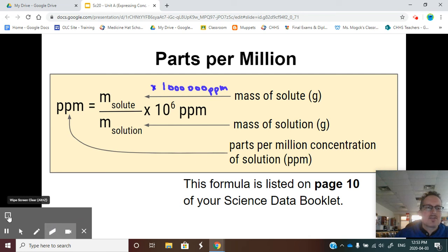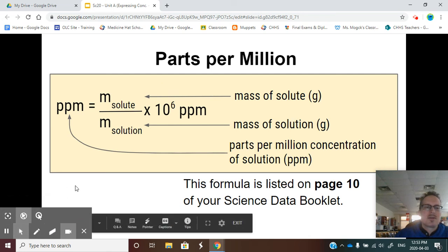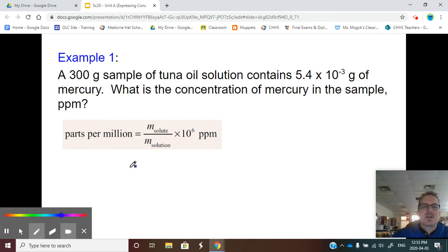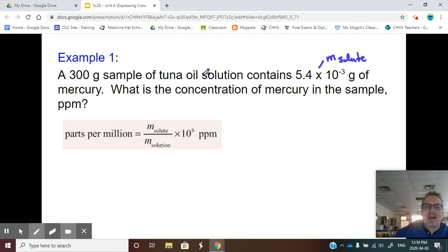So let's clear this. Let's go to our first example. We'll do this one as a group. A 300-gram sample of tuna oil solution contains 5.4 times 10 to the negative 3 grams of mercury. So very small number. This is my mass of my solute. I know it's a mass because it's in grams. This guy over here is the mass of my total solution. This is my big sample.